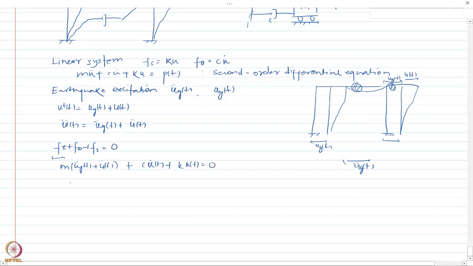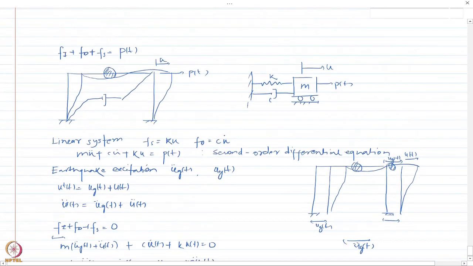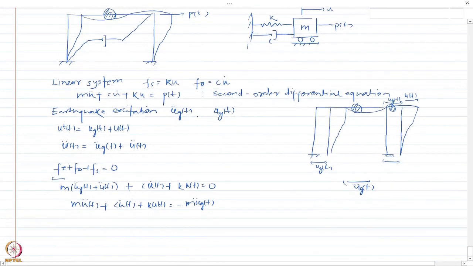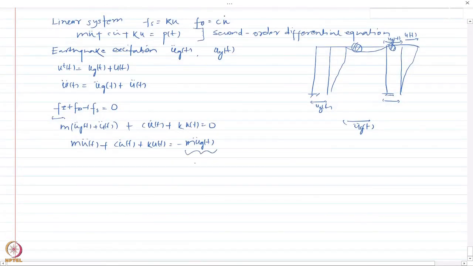And I was able to reformulate this equation and write it as m u double dot plus c u dot plus k u of t, with the ug double dot t brought to the right hand side. This is basically the same as the equation that we discussed earlier, except that now we have a P effective here, which is represented by the mass of the structure times the ground acceleration, and this is basically the earthquake force that acts on the structure. So the earthquake force on a structure acts opposite to the direction of the ground acceleration, and it is the mass of the structure times the ground acceleration. Okay, so just keep that in mind.